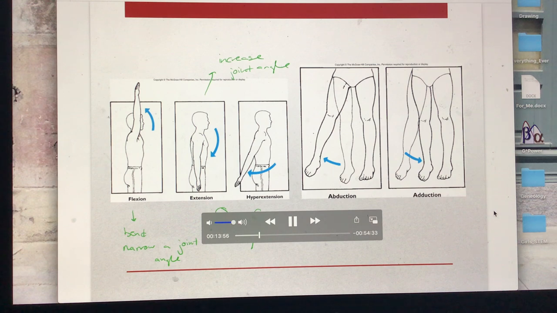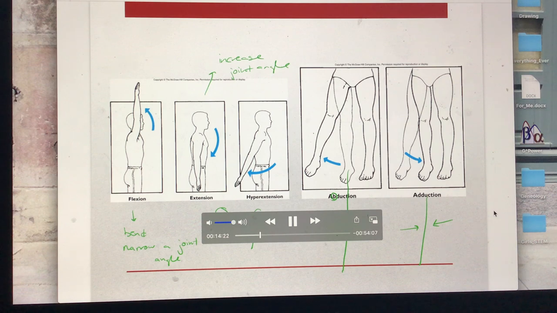Abduction, these two sound very familiar. Ab with a B as in baby. Abduction means to move away from the midline, meaning like the belly button, right? The center of the body. Adduction means to move towards the midline, right? Abduction away from the midline, adduction towards the midline.